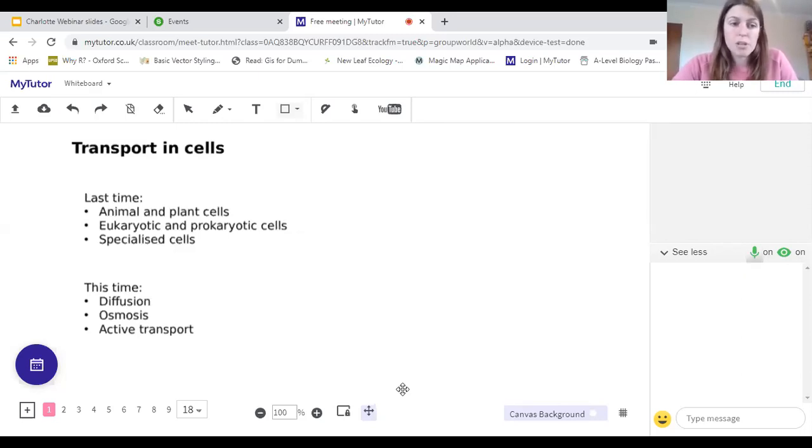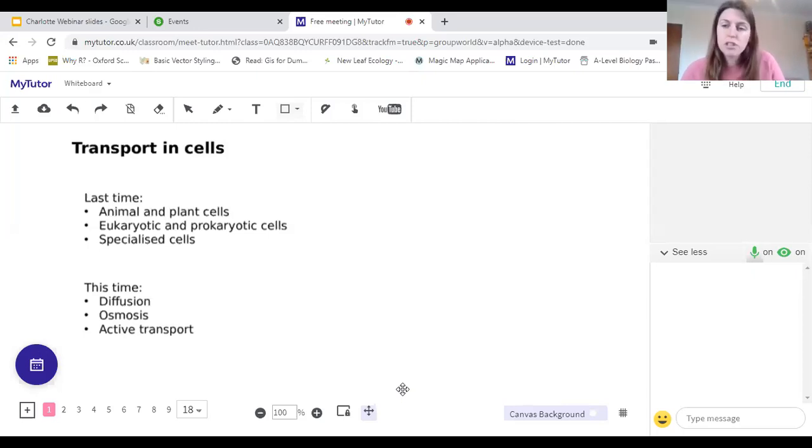So last time we talked about cell biology, animal and plant cells. We talked about eukaryotic and prokaryotic cells and the difference between them. And we also talked about specialized cells. So we talked about animal cells, in particular nerve cells, muscle cells, and sperm cells. And we talked about plant cells, such as root hair cells, photosynthetic cells, xylem and phloem cells. We covered all of those and how they're specialized for their function.